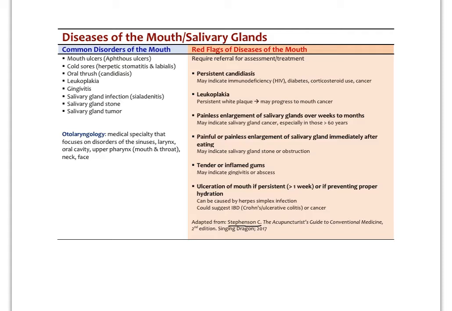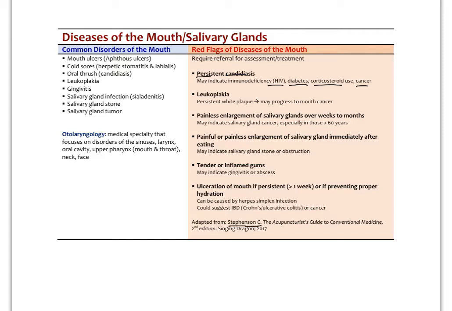But some of the red flags we'd look for would be persistent candidiasis. So this is people where the candida just keeps coming back and back. It's not typical for this to happen. It happens in babies. But this could really indicate things like HIV infection, so a person should be tested, but also diabetes, potential corticosteroid use, and even in some cancers. Leukoplakia, which we'll talk about, these are persistent white plaques on the tongue. These are precancerous, and I'll talk about those here in a minute.